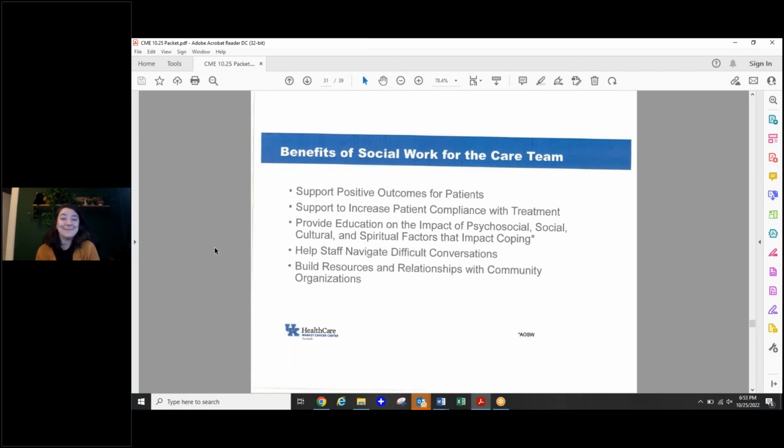Benefits for the care team. We can help support positive outcomes for our patients, which we're all working toward. We can help increase patient compliance with treatment. Like I said earlier, we may want daily radiation for a patient, or we may need them here for multiple days in a row for an iodine treatment. And that might not be feasible without some of the resources that we can help connect them with.